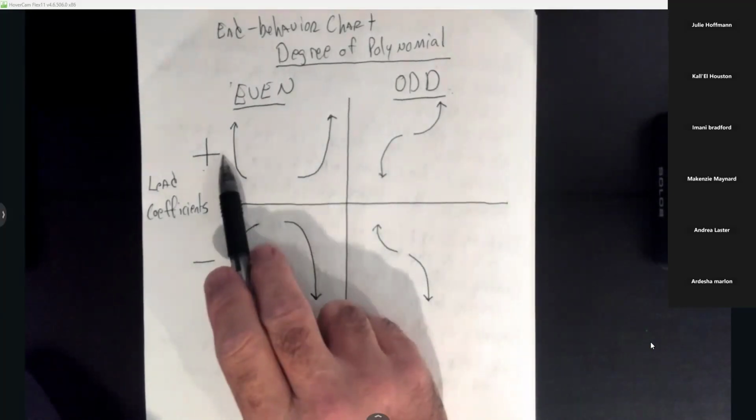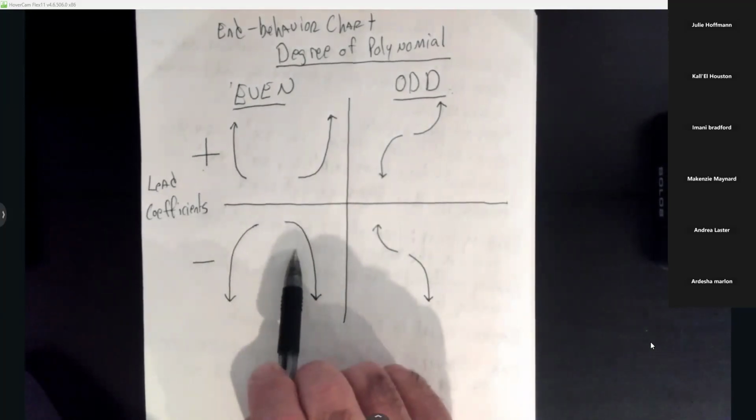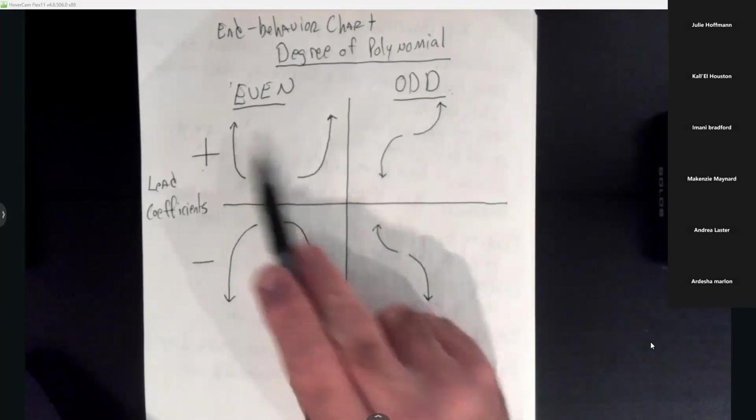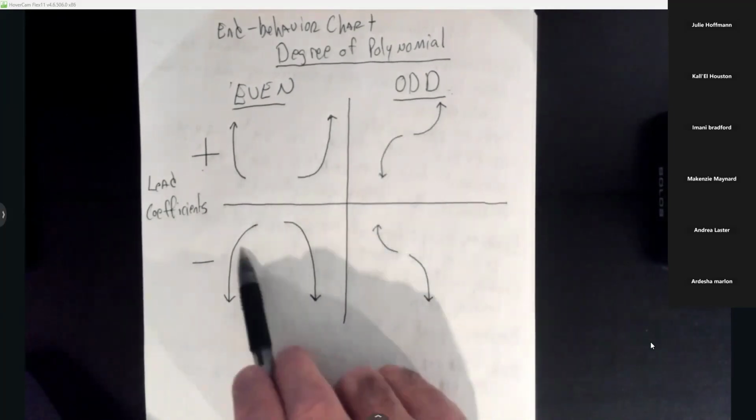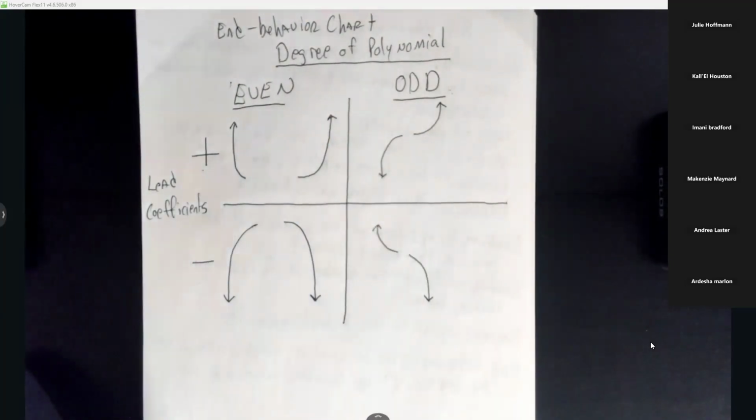So even and positive, both uphill. Even and negative, both downhill. Odd and positive, uphill right. Odd and negative, downhill left to right.